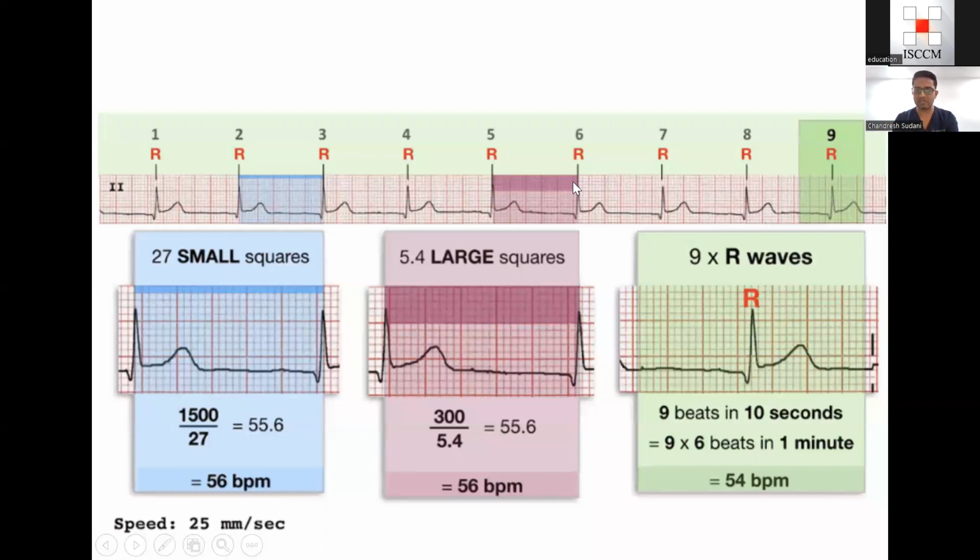Here the regular rhythm is there. That's why I will directly divide: 5 plus 0.4, 5.4 big squares. 300 divided by 5.4 will come around 55. So here the heart rate is 56.